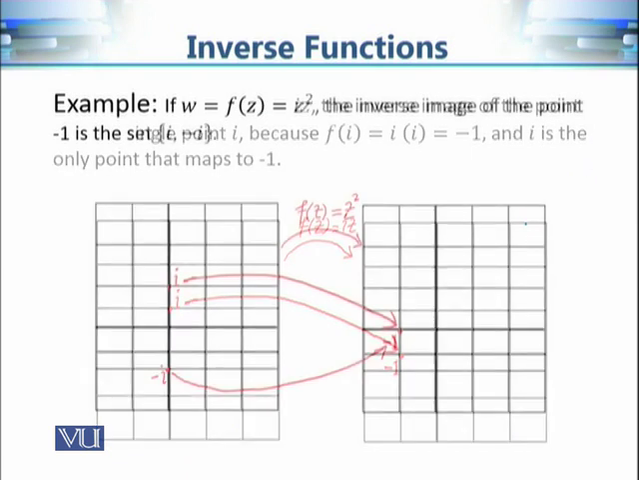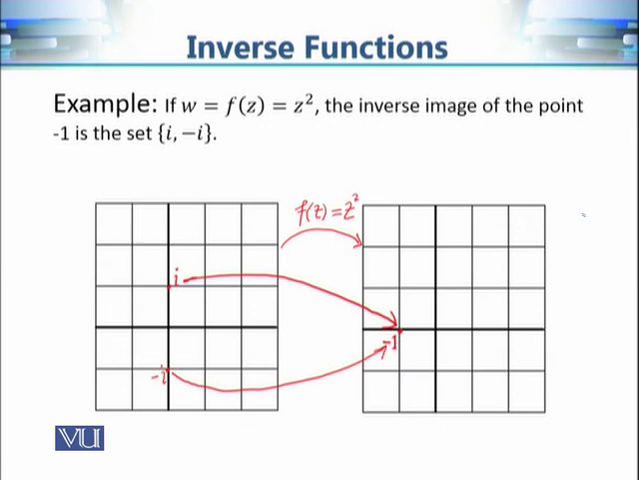Now let's see where the existence of inverse is not possible. So consider this function f of z is equal to z square. Now in this case, the image of iota and minus iota is -1. So when we try to find the inverse function or inverse procedure of this function f, and we normally represent this inverse function by f raised to power -1, in this case, it is not possible.